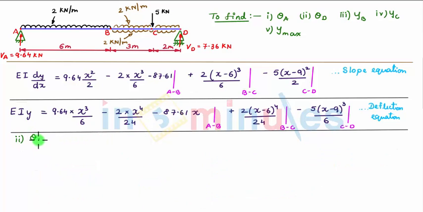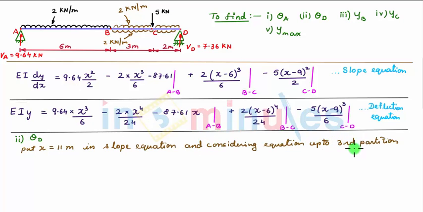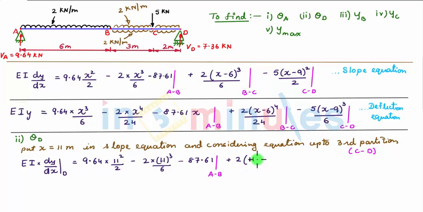Next we find theta D. Now for theta D we put x is equal to 11 meter in slope equation and considering equation up to third partition, since equation up to third partition is valid between point C and D, we have EI into dy by dx at point D is equal to 9.64 into 11 square by 2 minus 2 into 11 cube by 6 minus 87.61, first partition, plus 2 into 11 minus 6 cube by 6, second partition, minus 5 into 11 minus 9 square by 2, third partition.